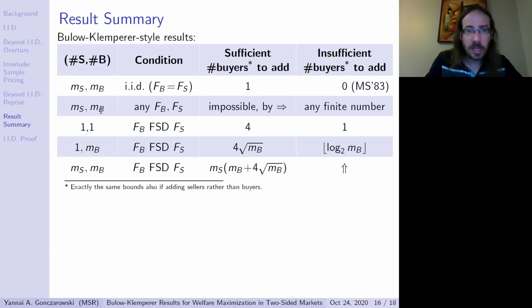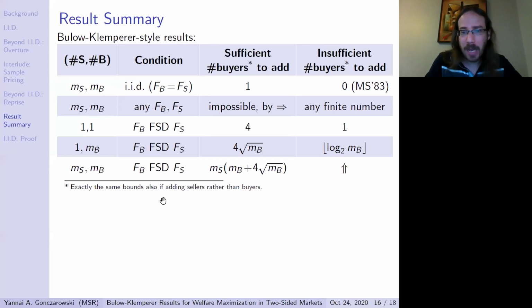For any numbers of sellers and buyers, if you don't assume stochastic dominance, no finite number suffices. For 1 seller, 1 buyer with stochastic dominance, adding 1 does not suffice, adding 4 suffices. For 1 seller, any number of buyers, with stochastic dominance, adding 4 square root of MB buyers suffices. I told you that any constant number does not suffice. Actually, a log number of buyers does not suffice. That's our lower bound here.